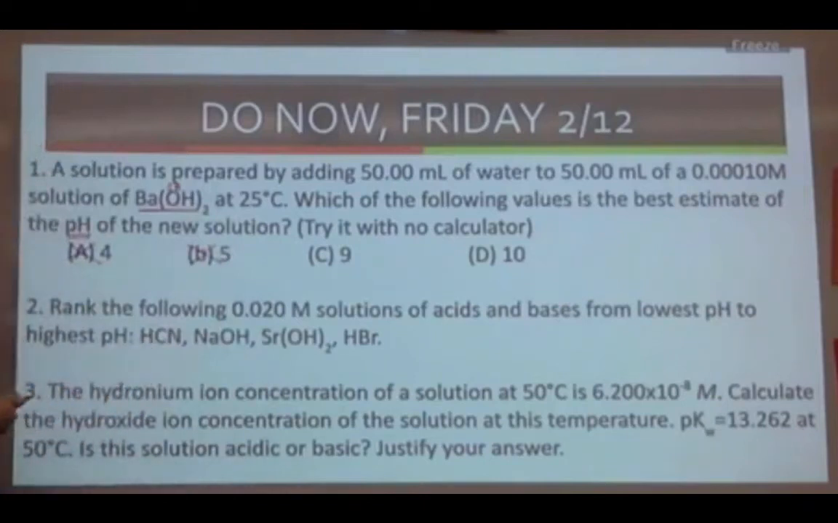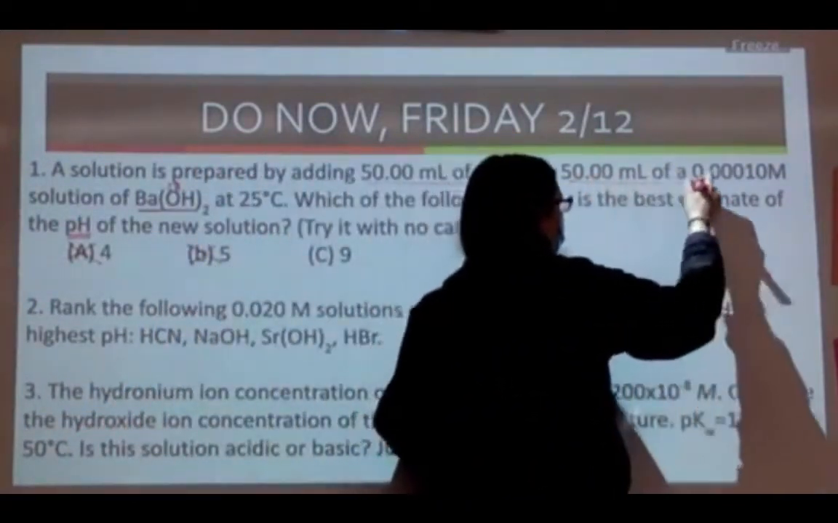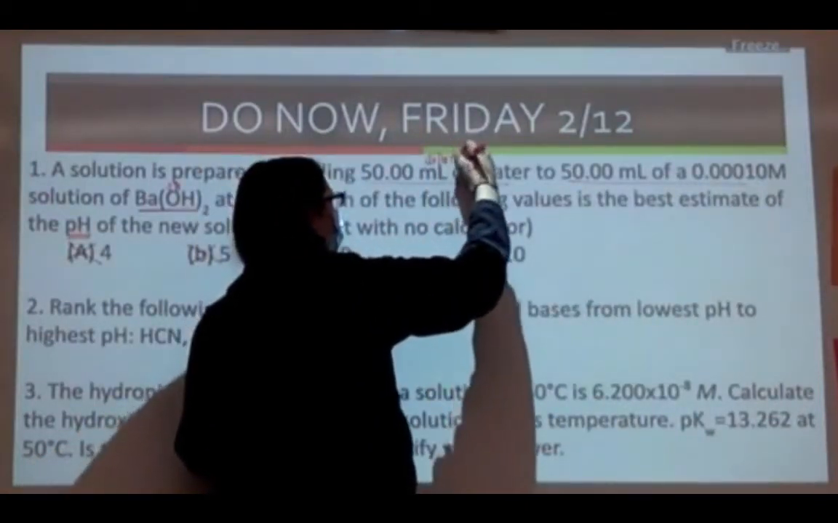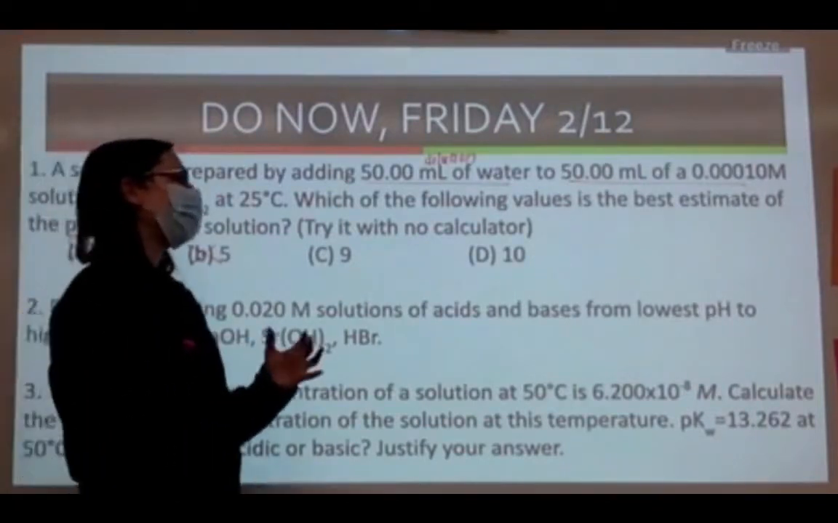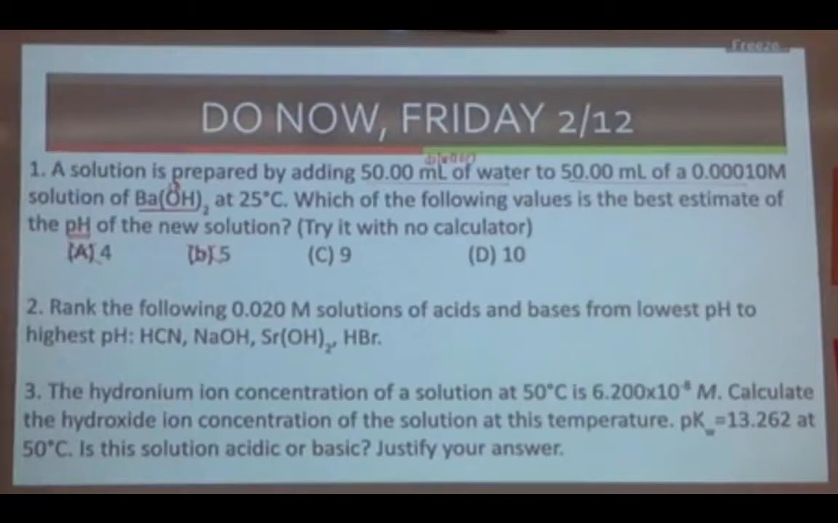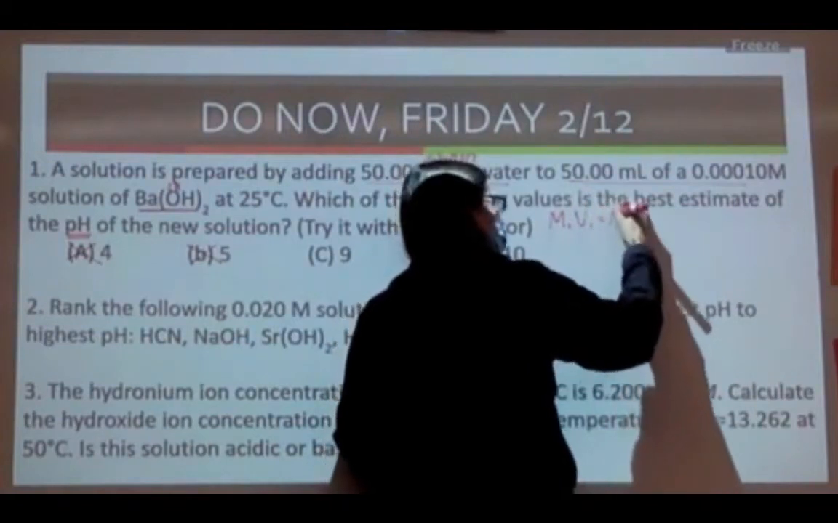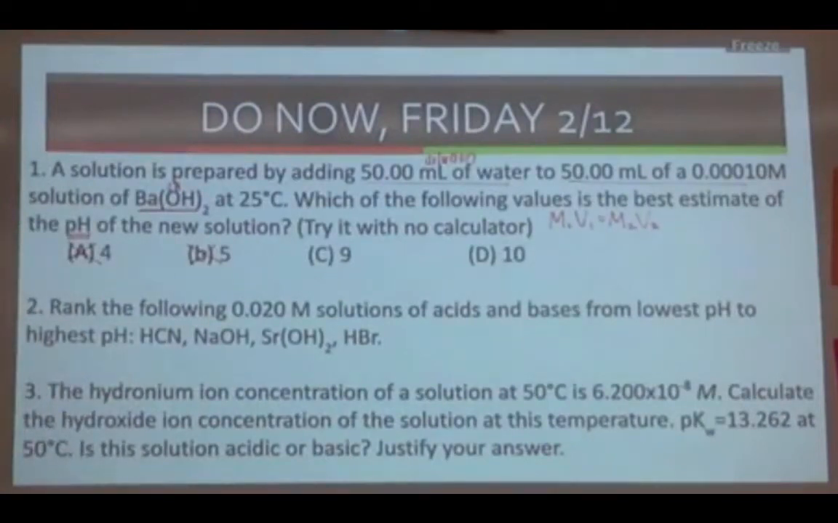So we have this strong base solution. It says that the solution is prepared by adding 50 milliliters of water to 50 milliliters of the solution. Adding water to a solution is a dilution. So by adding water to this solution, it's undergoing a dilution. So dilution formula is M1V1 equals M2V2. When you add water to something, you are diluting it. You are changing the molarity. Diluting is changing the molarity.